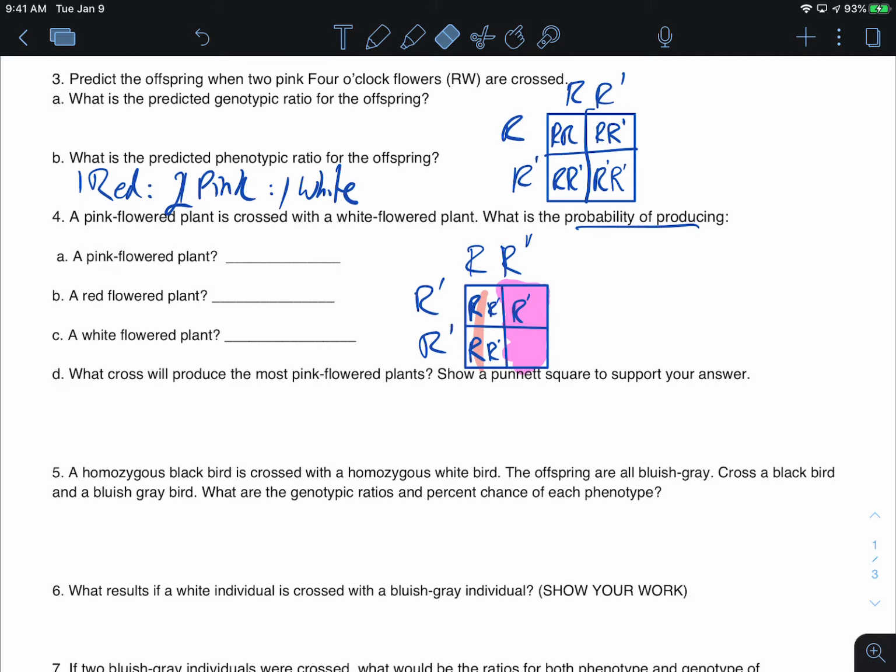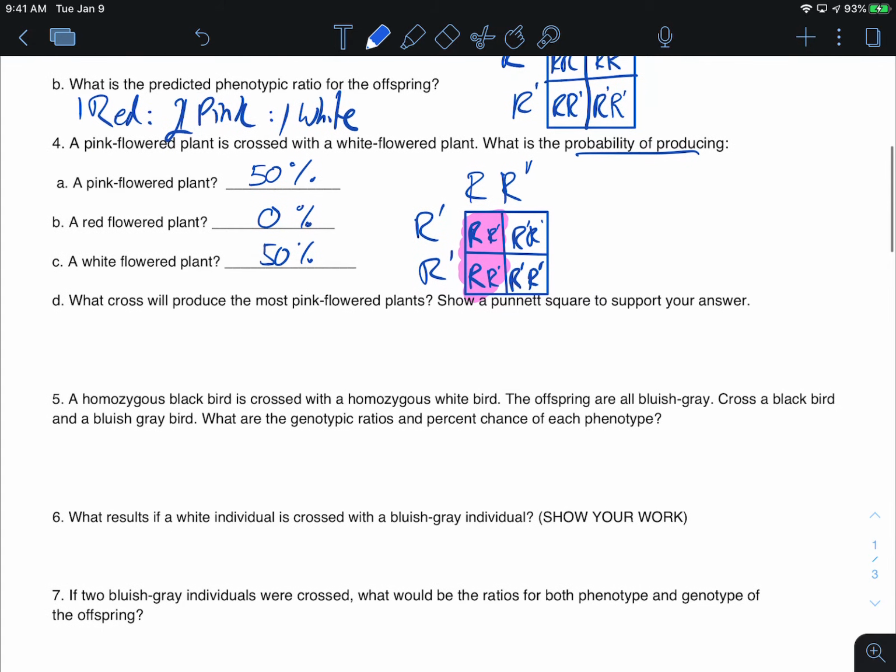I did lie. I'm sorry. These are pink plants. What am I doing? Okay. Doesn't matter. I'm sure you're not highlighting at home. Okay. There we go. So in this example, we see that half of the plants are pink, so that would be 50%. None of them are red, so that would be 0%. And half of them are white.